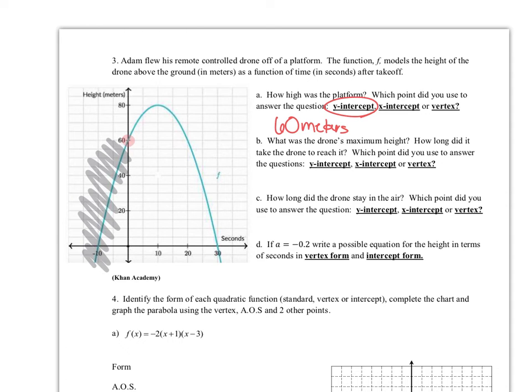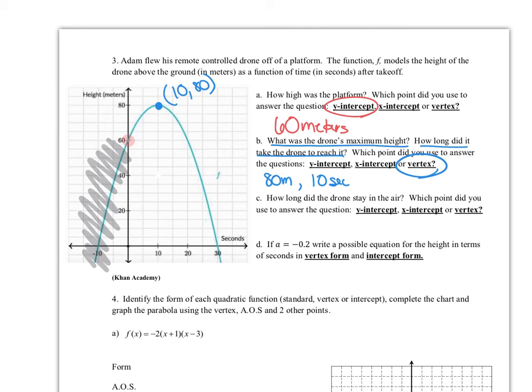Well, max height is right here. Remember, your vertex is always your maximum or minimum. So your ordered pair here is (10, 80). So the first answer is the maximum height, which is 80 meters. The second part is how long did it take? It happens at 10 seconds. Which point did we use? The vertex.